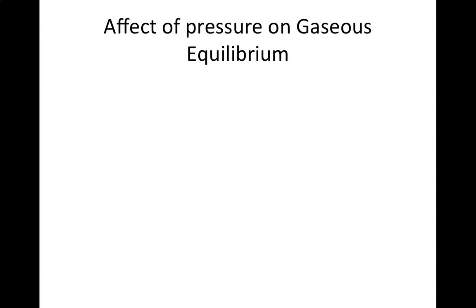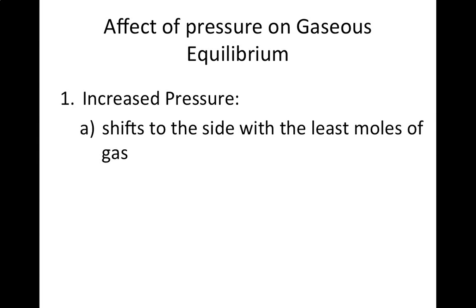Okay. If I have a gaseous system, I said that there's two main types of systems, either aqueous ones or gaseous ones, or ones of gases. If I change the pressure, that's going to have an effect on my equilibrium, because that's putting a stress or a strain on it. So if I increase the pressure, we're going to have a shift to the side with the least moles of gas. So this is where our balanced equation comes in handy.